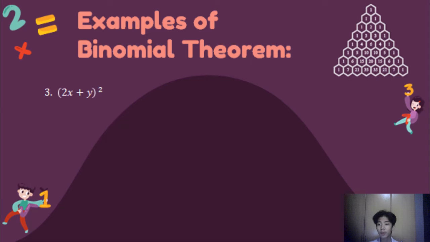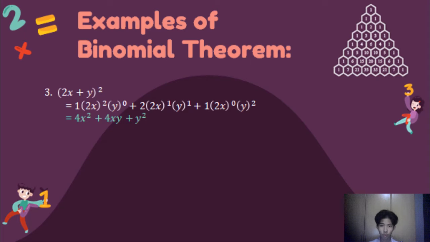For our third example, we have 2x plus y squared. So it will be 1 quantity 2x raised to 2 times y raised to 0 plus 2 quantity 2x raised to 1 times y raised to 1 plus 1 quantity 2x raised to 0 times y raised to 2. So those with 0 exponent will be multiplied by 1. So the answer for number 3 will be 4x squared plus 4xy plus y squared.